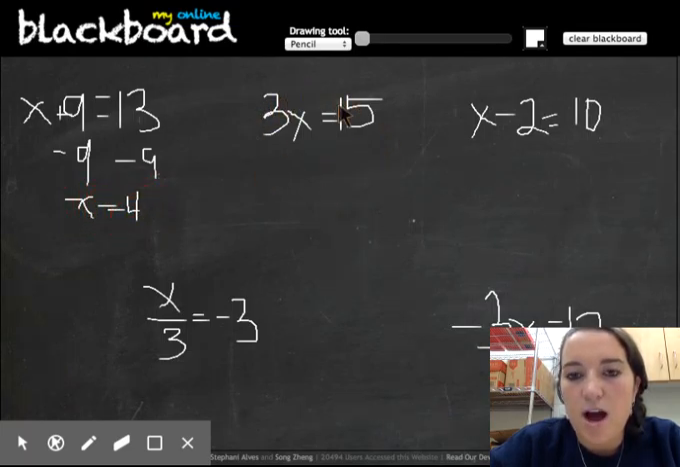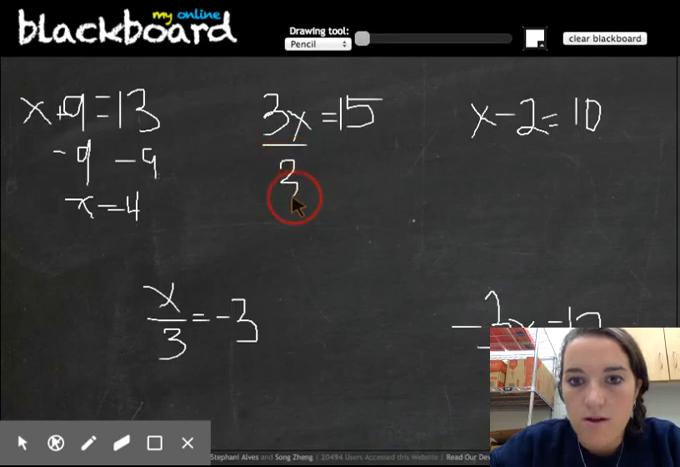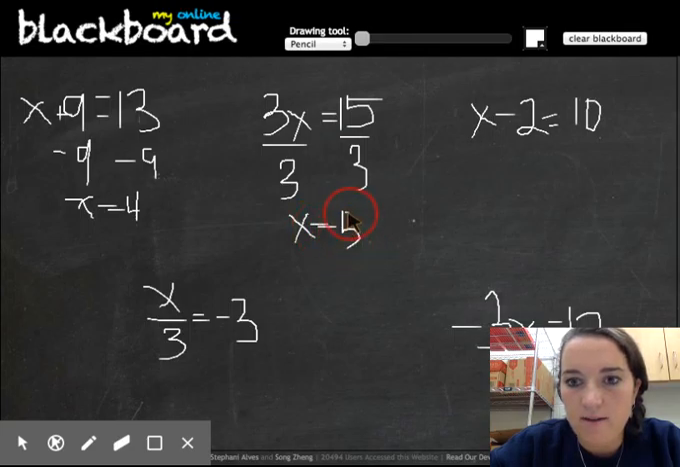Looking at the next one, what operation are we doing? Number next to a variable. Multiplication. How can I undo multiplication? Division. X equals what? X equals 5.